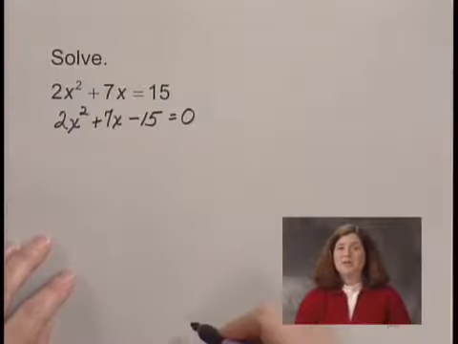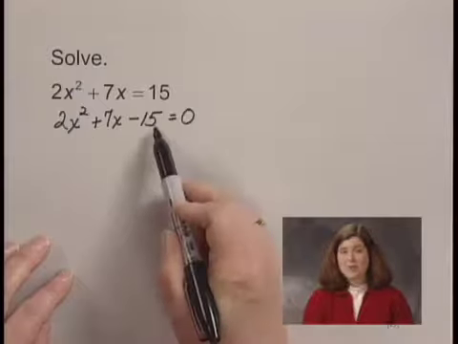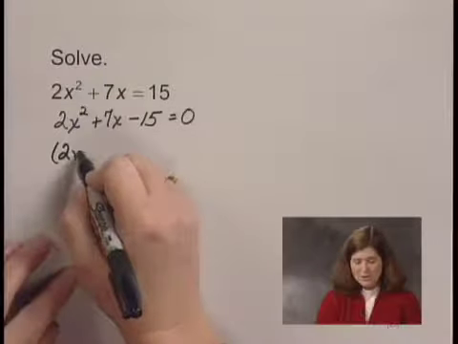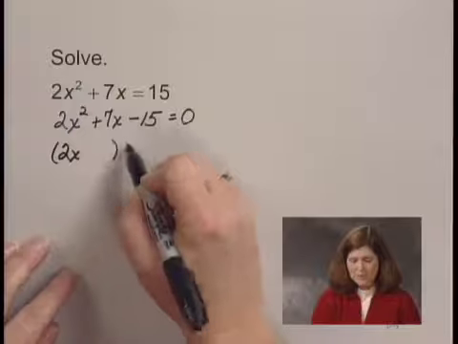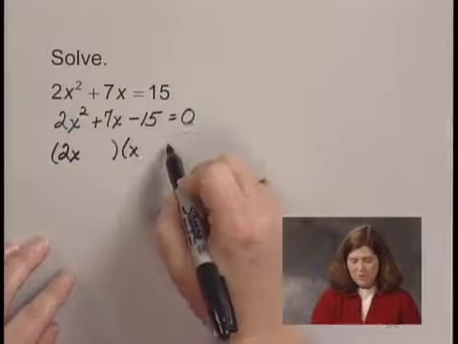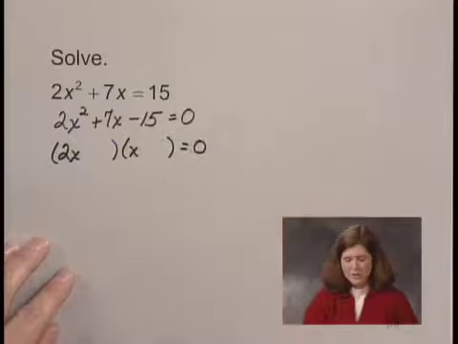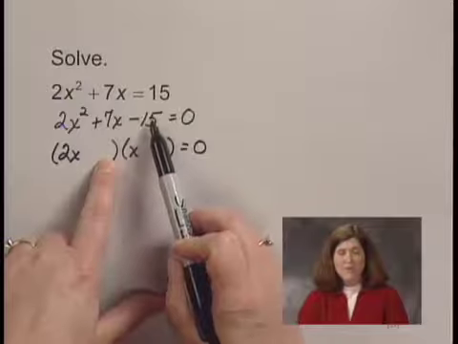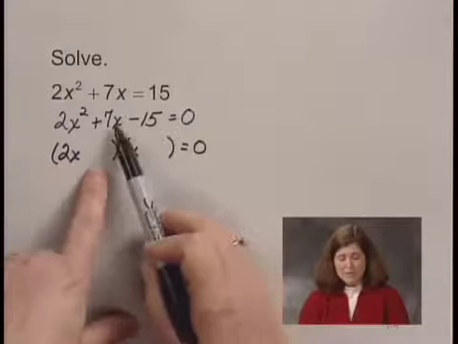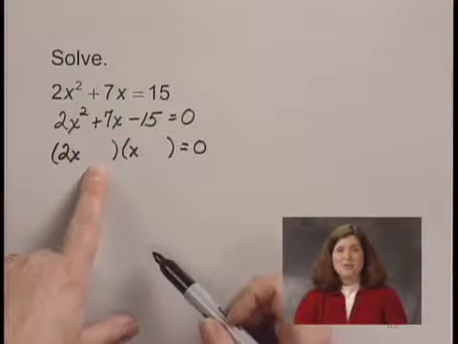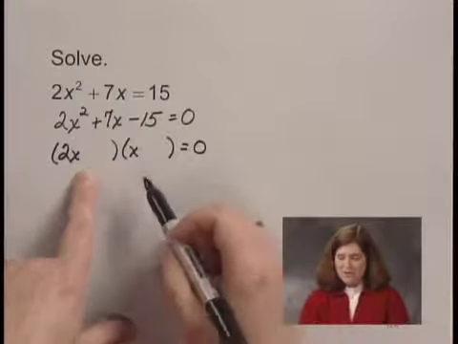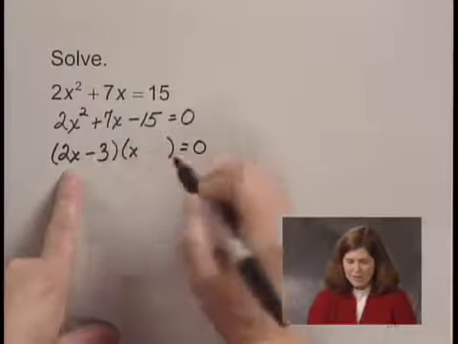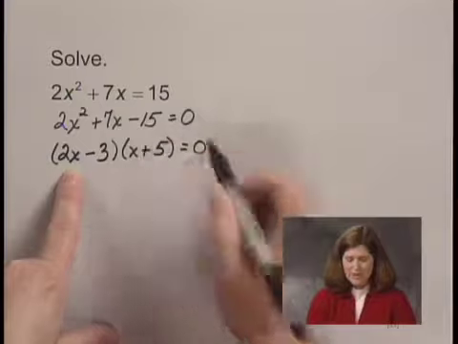Now, in order to use the principle of zero products, I need to write this as a product, which means I need to factor it. To factor it, I'll be looking for two binomial factors, one of the form 2x plus or minus something, the other of the form x plus or minus something, and that will equal 0. The numbers that go in here have to multiply to negative 15, and when I multiply out, my middle term needs to be 7. I may need to use some trial and error for this, and I would find out that the factorization is 2x minus 3 times x plus 5.